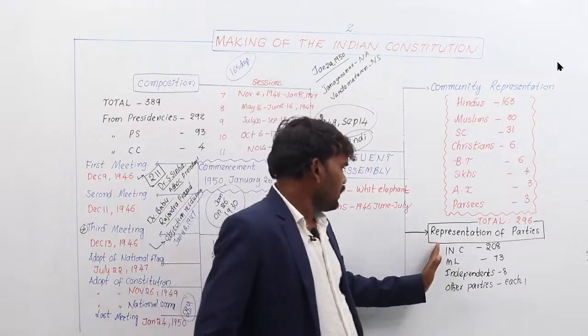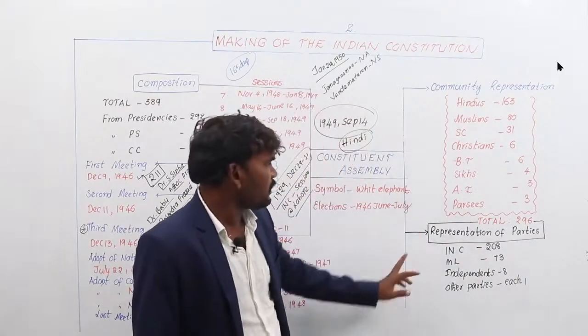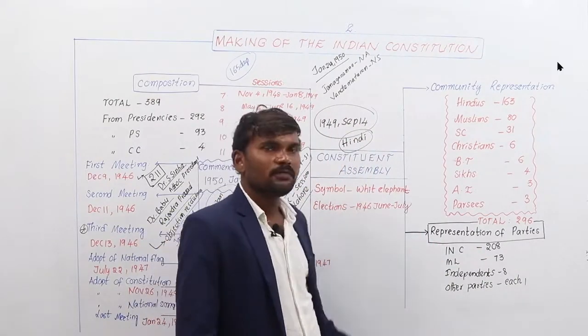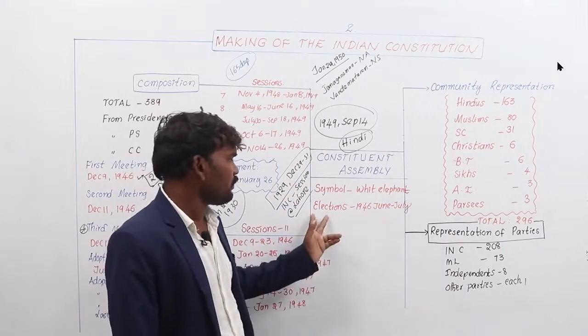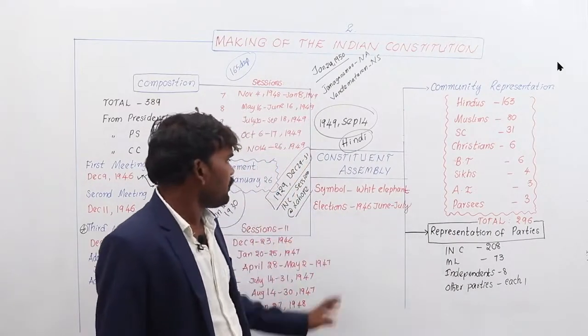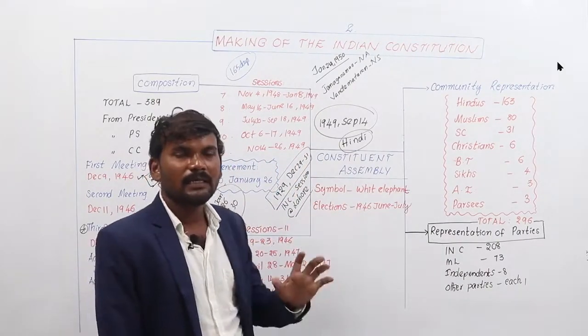So in majority, the Congress Party won 208 seats, and the Muslim League Party won 73 seats. The elections were held on the symbol of a white elephant. The elections were held in 1946 July, and each candidate represents 10 lakh population.